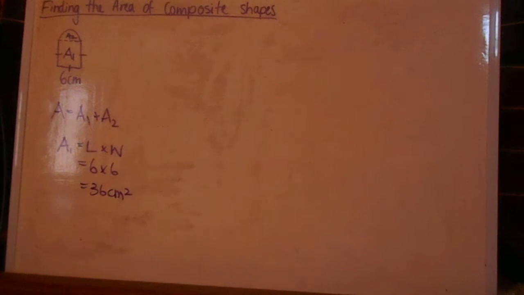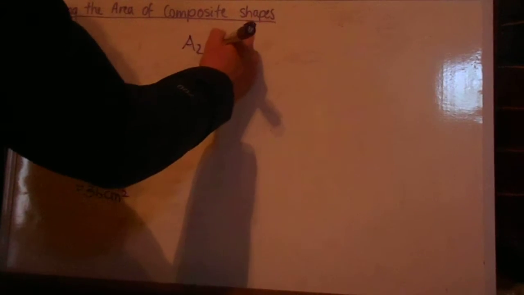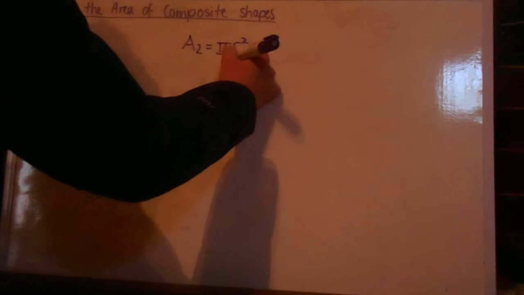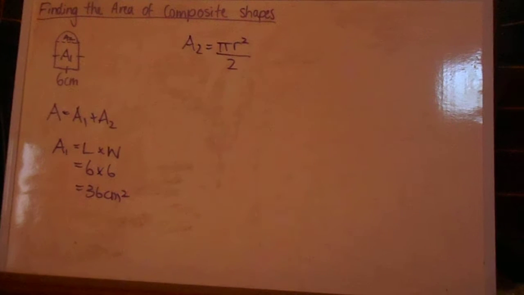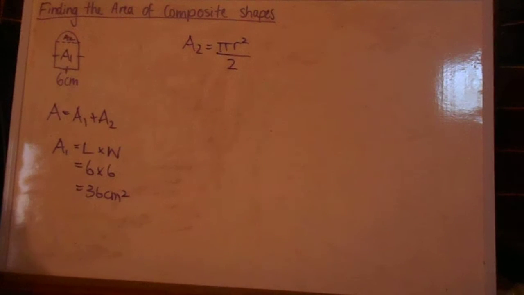Okay, so for the semicircle, what we're going to do is use the formula that we would use if we had a full circle, and we're just going to halve it. So let's start by writing down area 2, so A2 equals pi r, for radius, squared, all divided by 2. So if we're finding the full circle, we'd just go pi r squared, but because it's half a circle, we're going to divide it by 2.